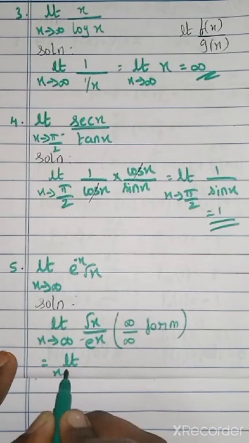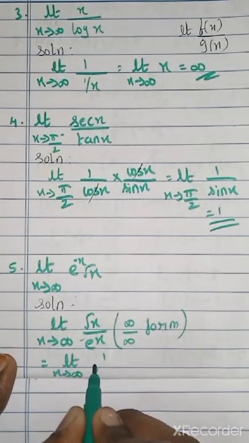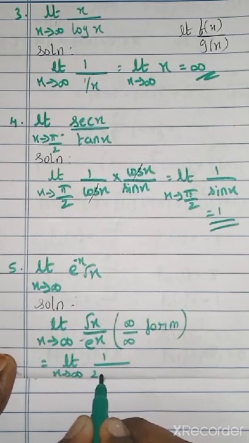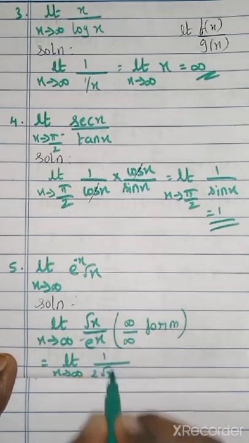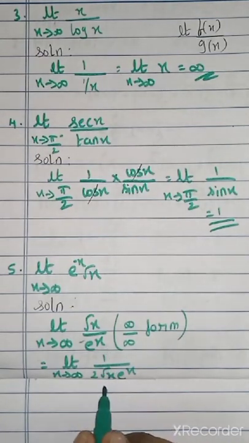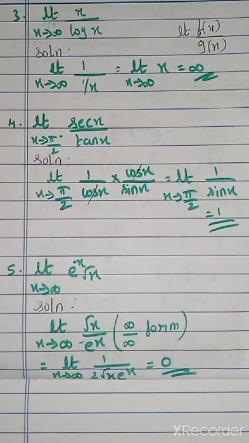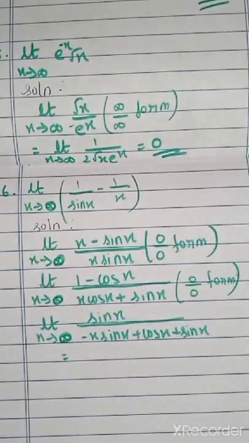So, how can we write this one? Limit x tends to infinity. What is root x differentiation? 1 by 2 root x, and this is e power x. Anyhow, if you substitute infinity, 1 by infinity is 0. So, what is your final answer? 0.